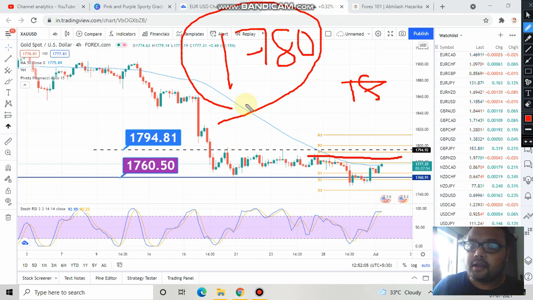bears are dominating the market. Right now market is choppy, market is trading in a range, but still the dominance of the sellers is slightly higher in comparison to the buyers.